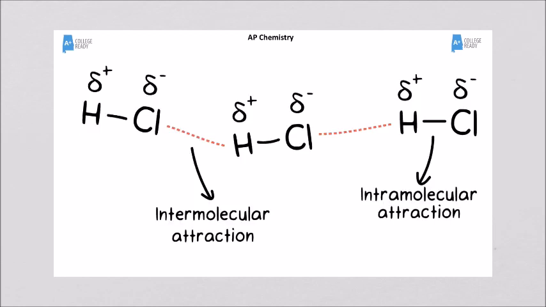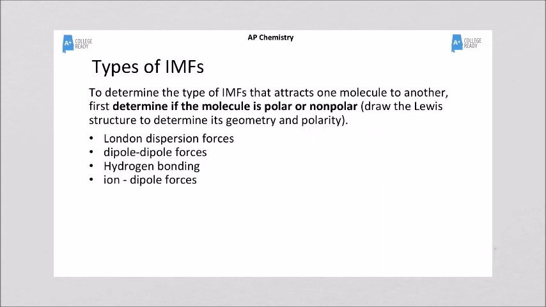Again, just to keep it straight, a bond is intra, within the molecule. These dotted lines represent the attraction between these polar molecules. And we'll get into the details of what these symbols mean. It's partial positive and partial negative when you have a polar molecule. So here are the types that we will focus on.